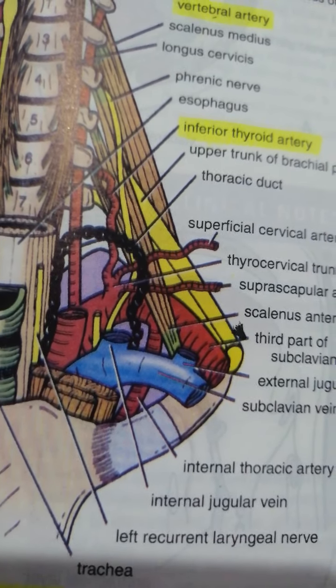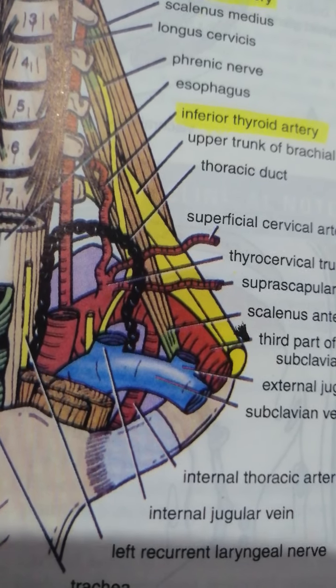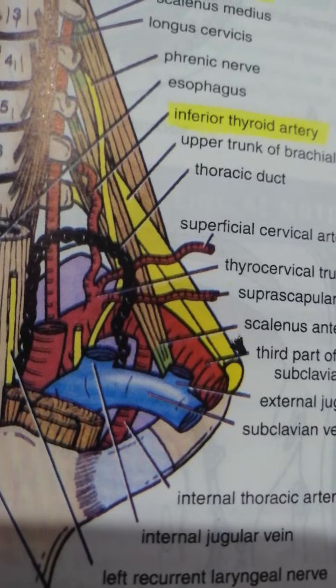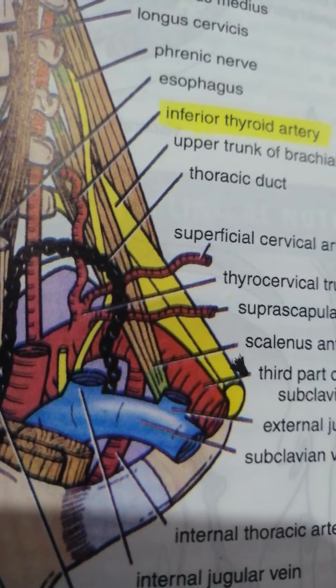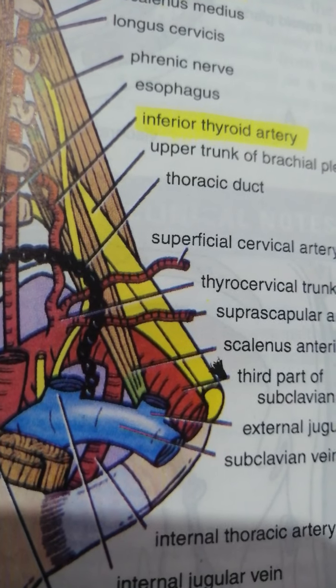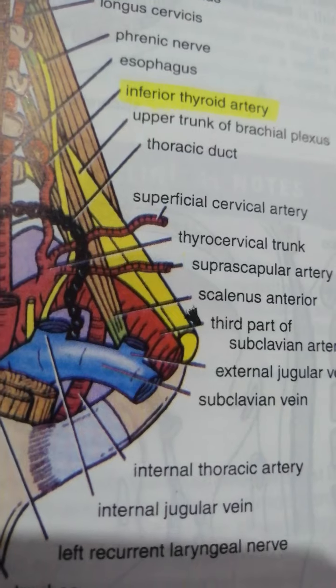Posterior relations are the same: the suprapleural membrane, the cervical pleura, and the apex of the lung. Additionally, we will also have the inferior trunk of the brachial plexus as an important relation, as well as the scalenus medius. Superiorly, we will still have the upper and the middle trunks. And now we will also have an inferior relation, which is the first rib.